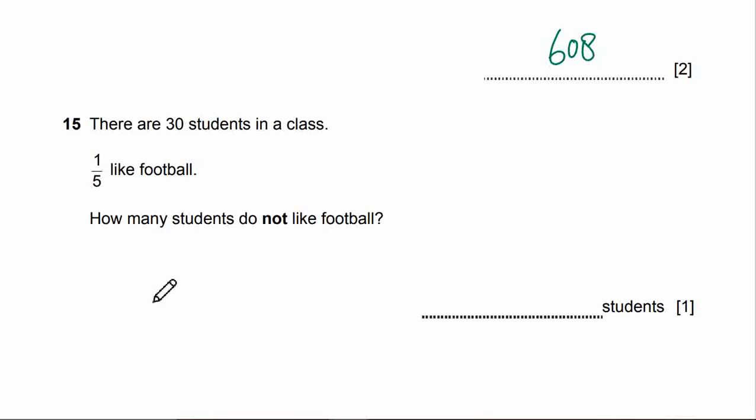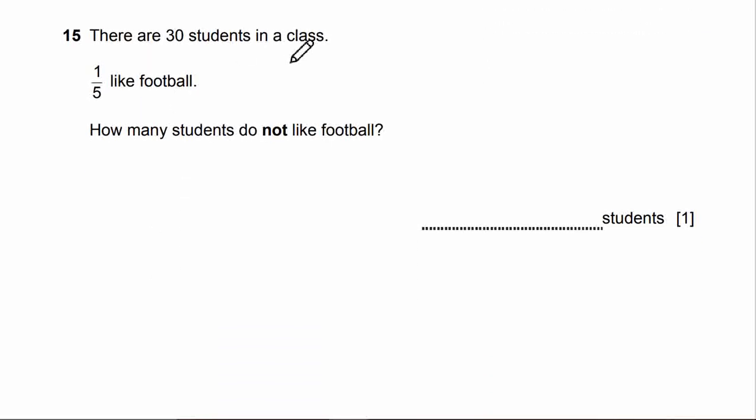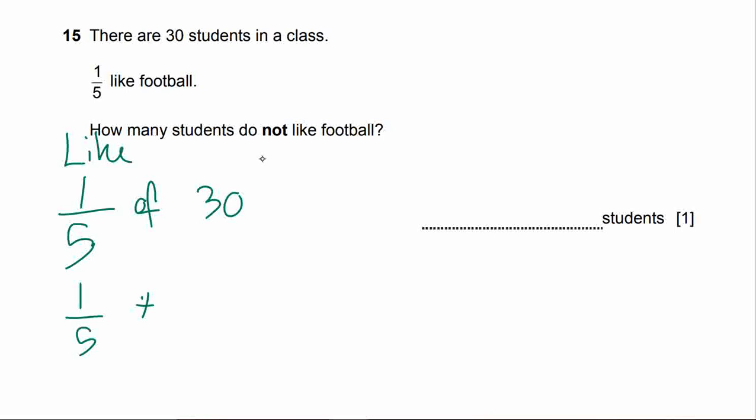So now we go to number 15. There are 30 students in a class. 1/5 like football. How many students do not like football? So 1/5 of 30 like football. Remember that 'of' means times, so 1/5 times 30. We can simplify: 5 divided by 5 is 1, 30 divided by 5 is 6. So 6 like football.